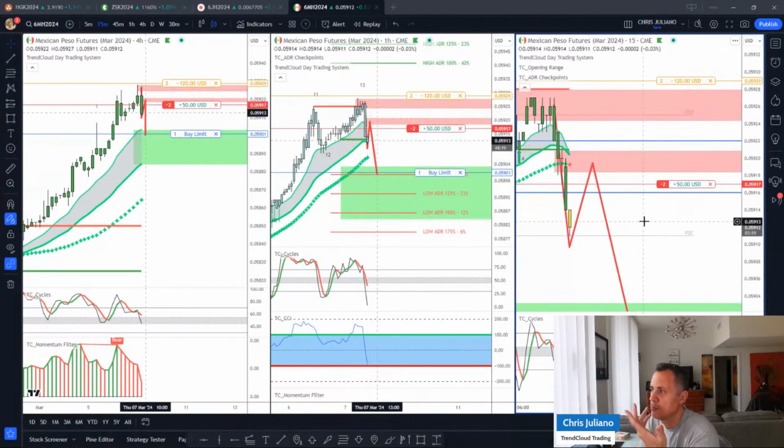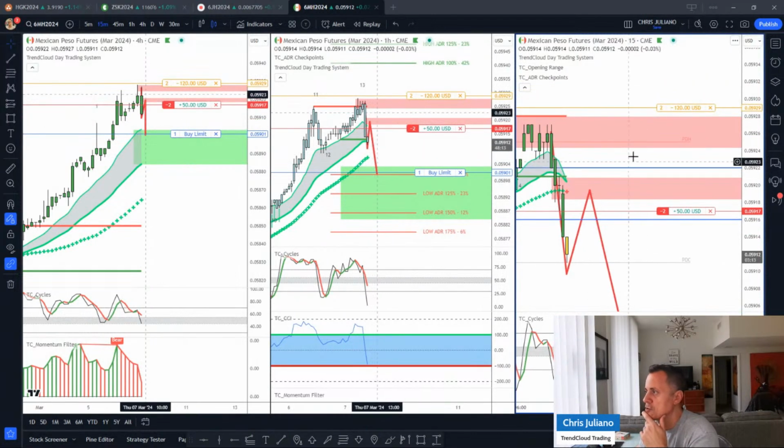Now that we don't know, but what we do know is that we are safe in here. If it pulls all the way back to here, maybe we can get in on another contract. Very possible. Get in on another contract here to move down.